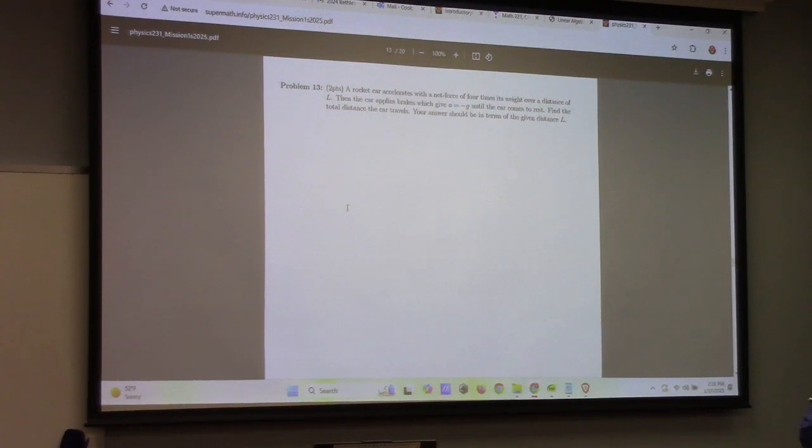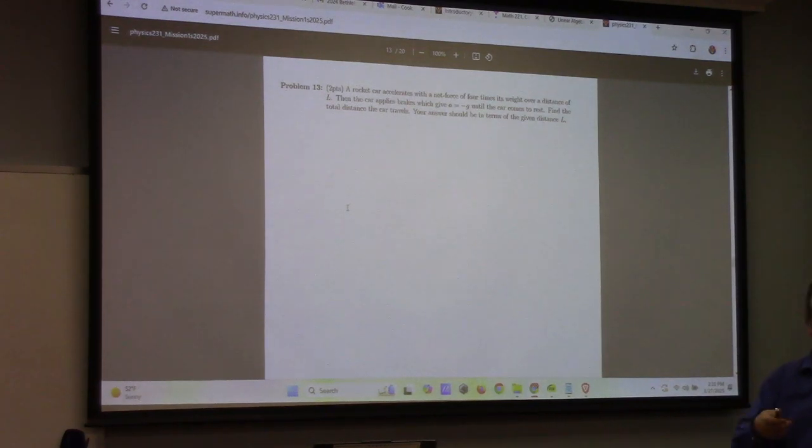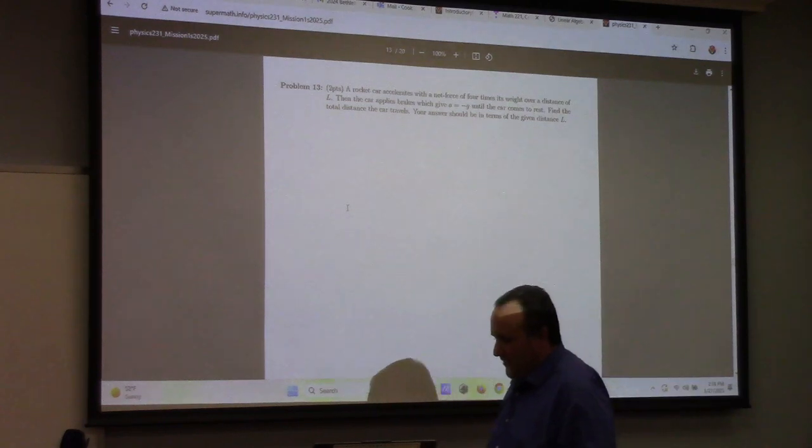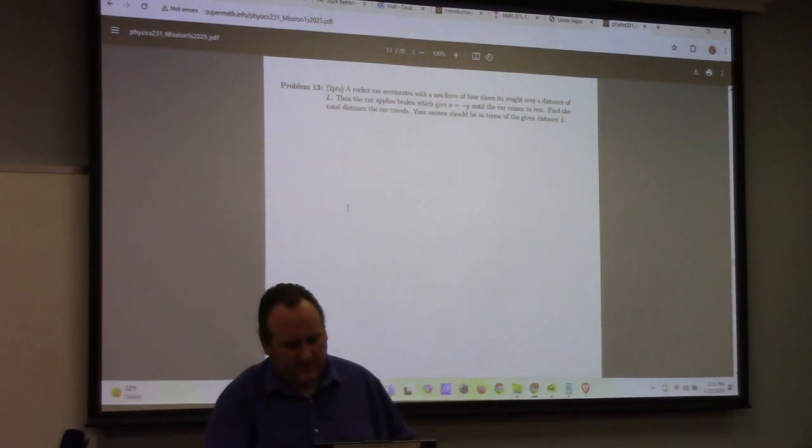I think if I didn't tell you that, maybe the problem has infinitely many solutions. So I do want it to have a single solution here. Not every problem has to have a single solution. There can be problems that have infinitely many solutions, but this is not one of them. You should assume for problem 13 that the rocket car there starts from rest. All right, so getting back to the notes here.